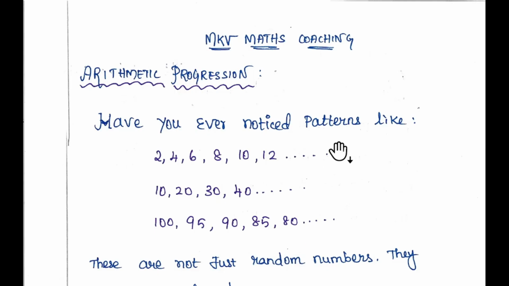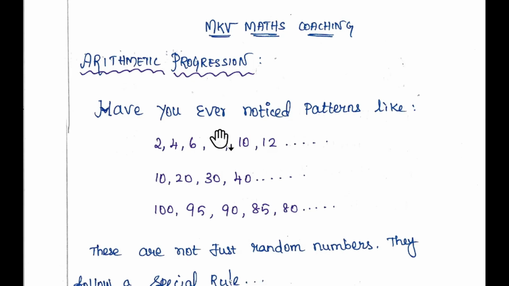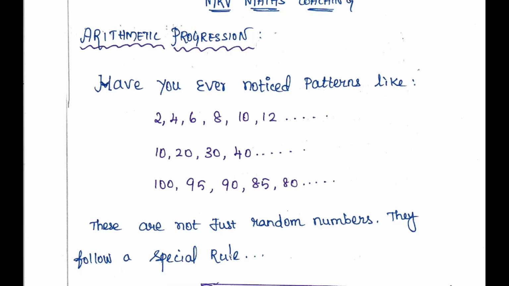So whenever a number series increases or decreases by the same amount, it forms an arithmetic progression. These are not just random numbers, they follow a special rule which we call arithmetic progression. So any number series which has the same common difference is called an arithmetic progression. Remember this concept clearly so that you will easily solve the problem part.